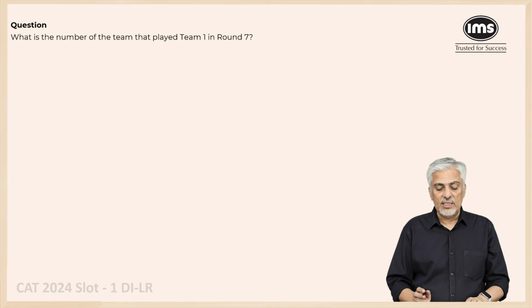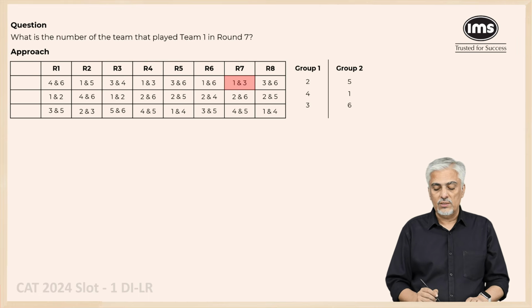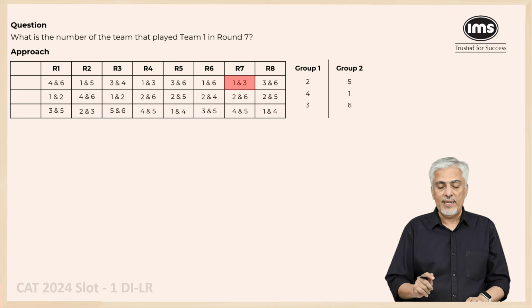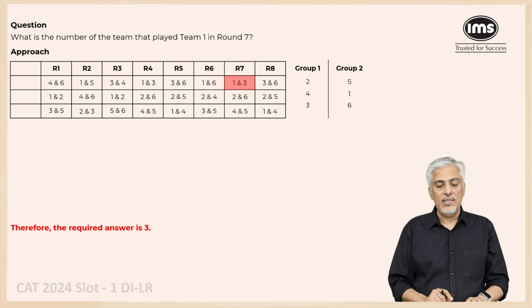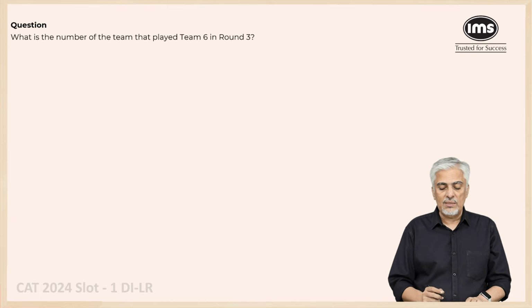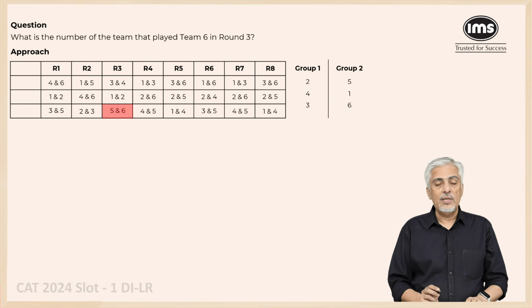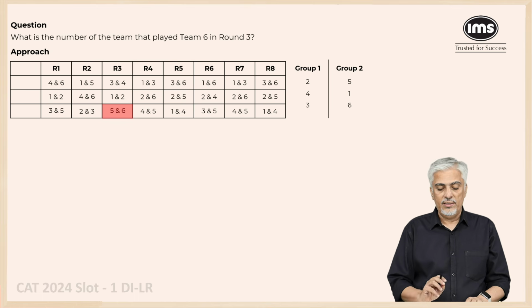Next one, what is the number of the team that played team 1 in round 7? So 1 in round 7 is the third team. So 1 and 3 were playing in round 7. So the answer is 3. All those questions are also done. Next one, what is the number of the team that played team 6 in round 3? So which team played team 6 in round 3? So team 6 is playing with team 5.